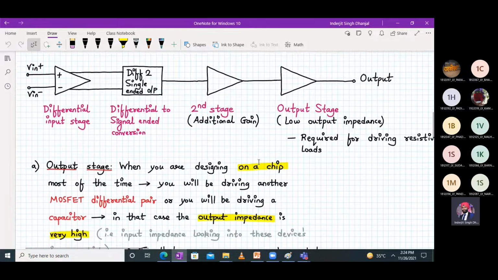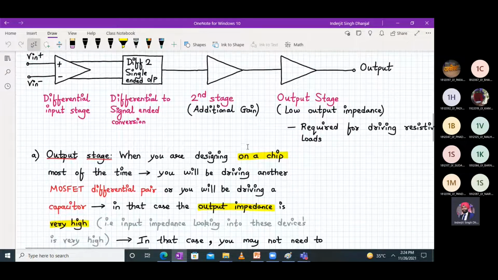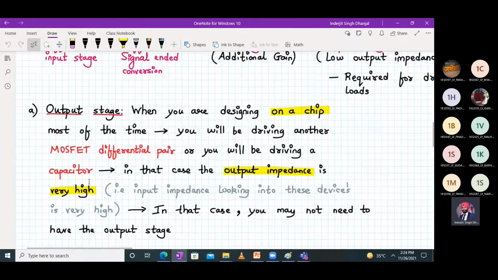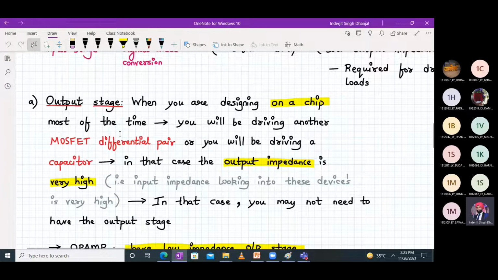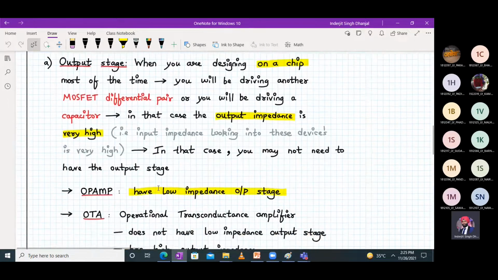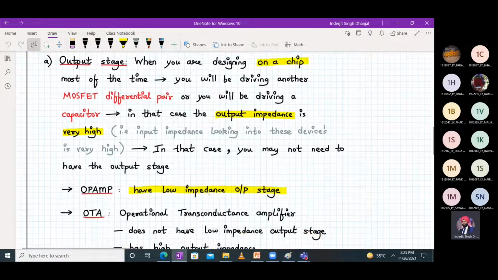Now, let's discuss more about the output stage. When you're designing an on-chip op-amp, most of the time you will be driving another MOSFET differential pair, or you will be driving a capacitor. In that case, the output impedance looking into these devices is very, very high, correct? In that case, you may not need to have an output stage. Op-amps will have a low impedance output stage.